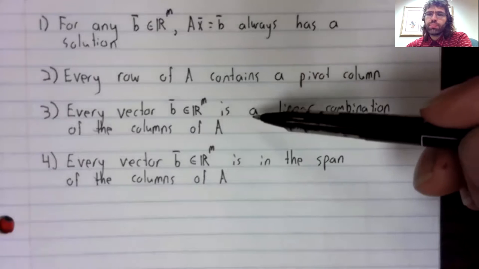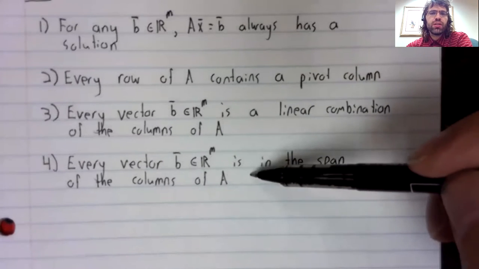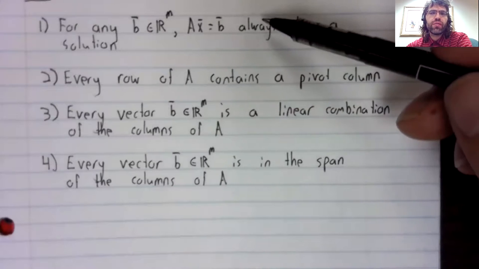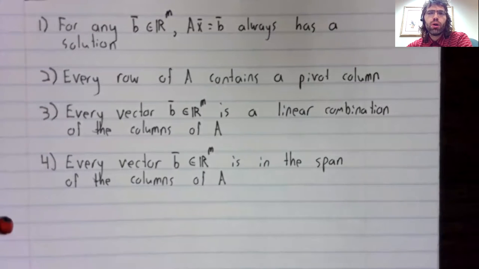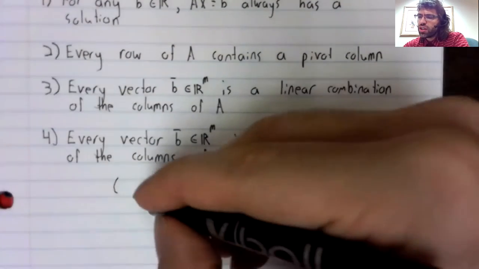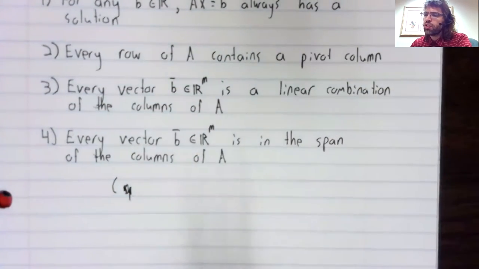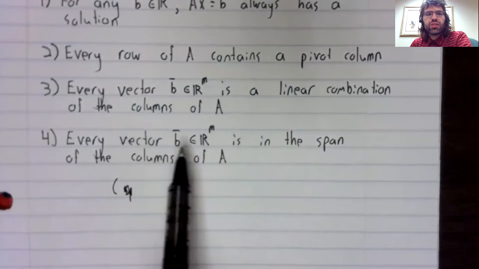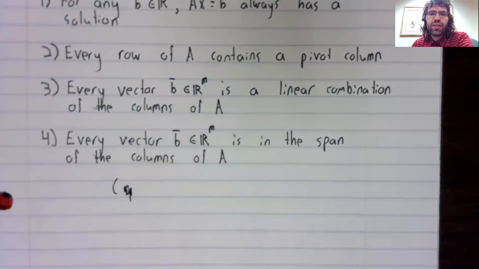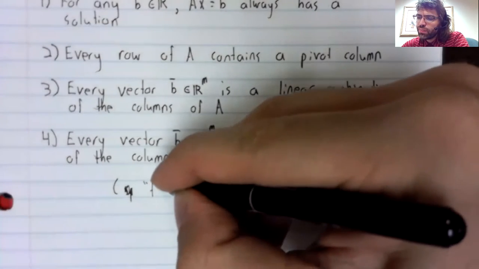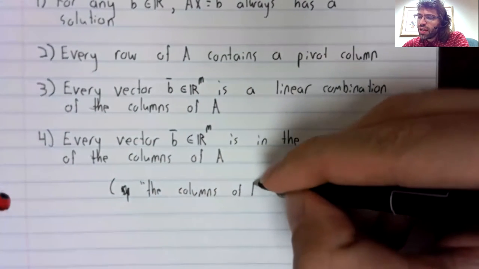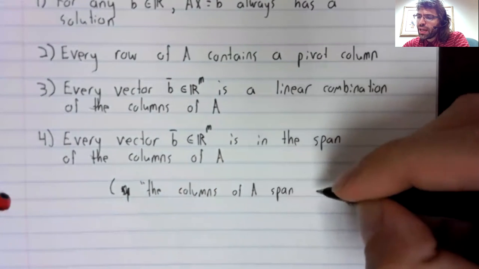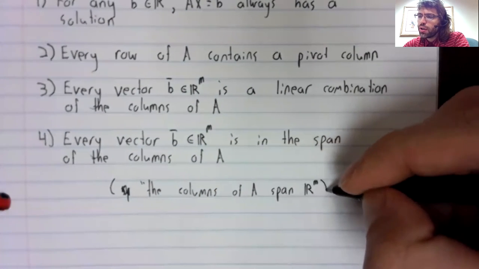Our theorem is now completely written down. These four statements are equivalent. For any matrix A, they're either all true or all false. Let me end with just a very quick bit of terminology. This statement, statement four, is often abbreviated. We say that the columns of A span Rm.